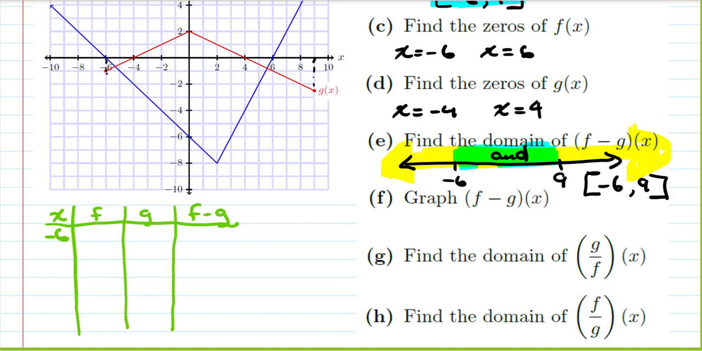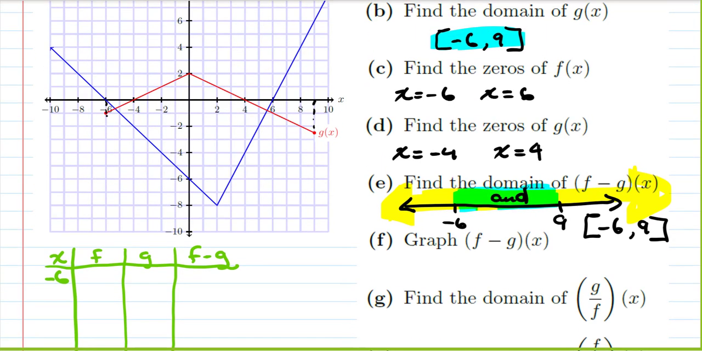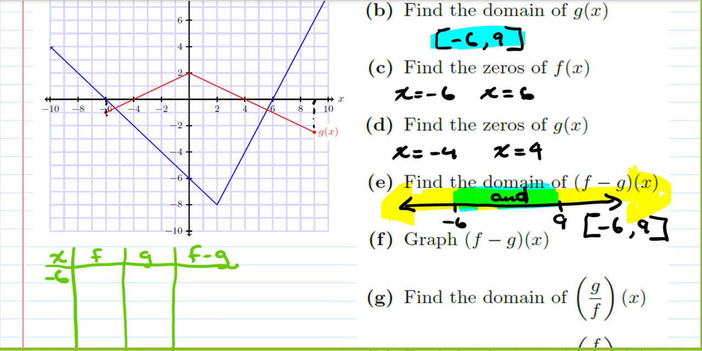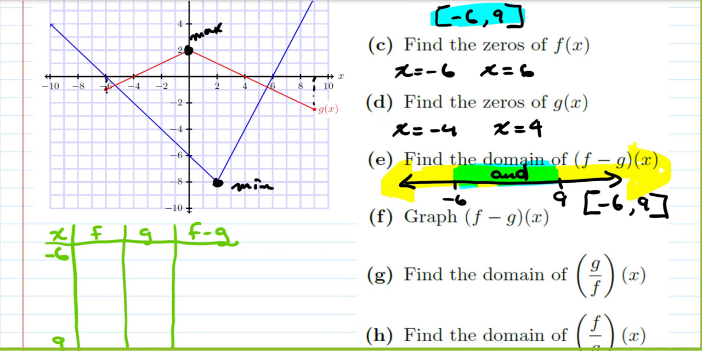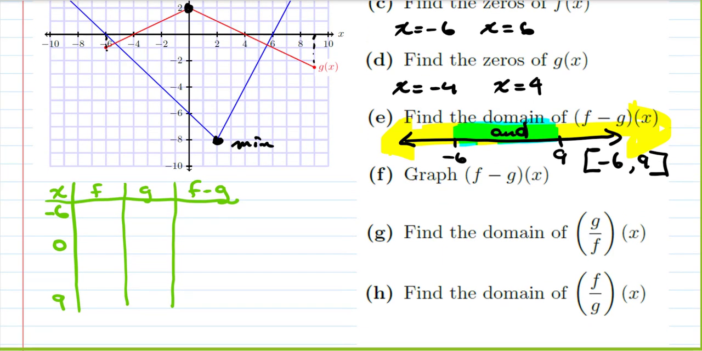So let's pick -6 and then 9 for our endpoints. And then we need to pick some points in the middle. When trying to pick x values, we want to pick x values where one of the graphs changes from increasing to decreasing, or at a local max or a local min. So we notice our graph changes here. We have a max in g, and we have a min in f. So let's go ahead and pick those x values as well. So I have x equals 0, and then my min occurs when x equals 2.